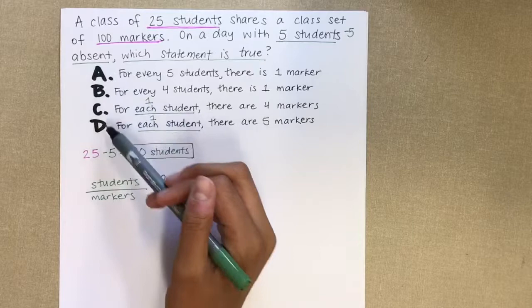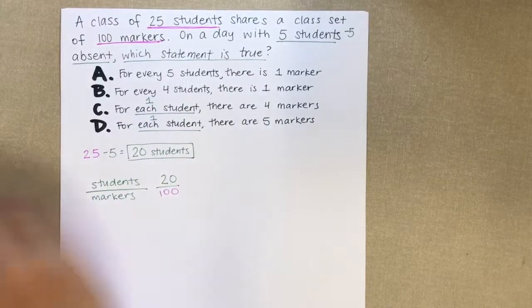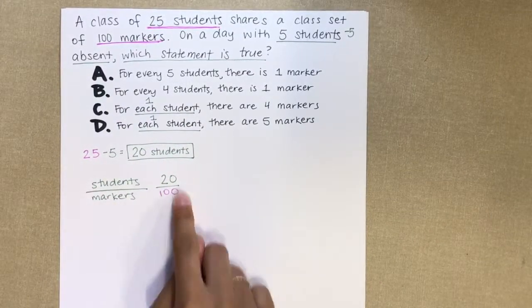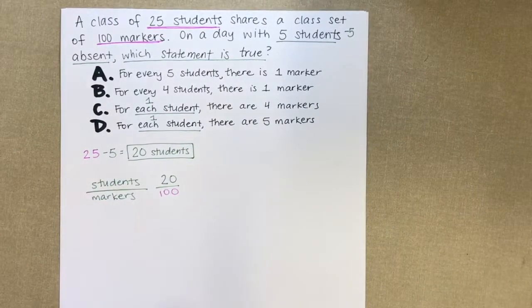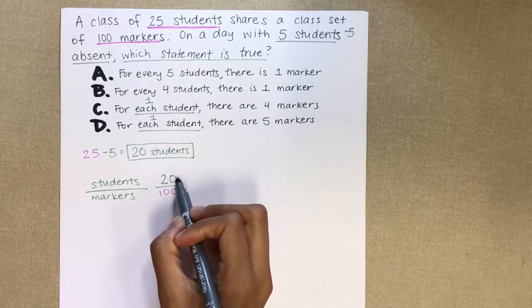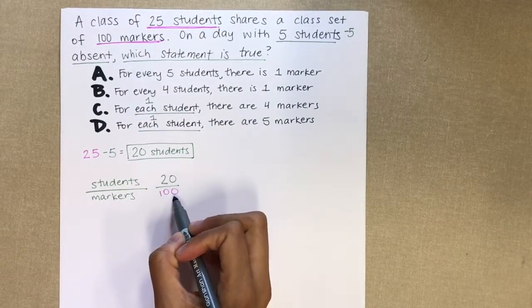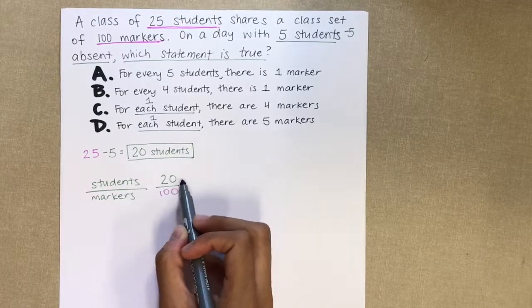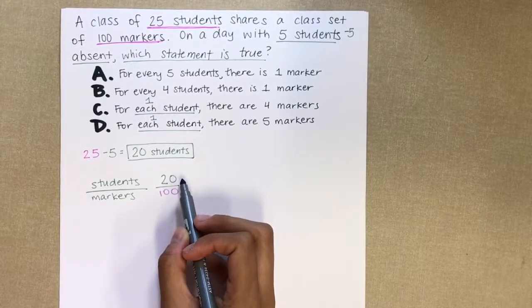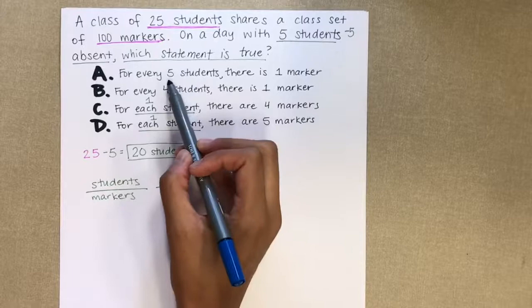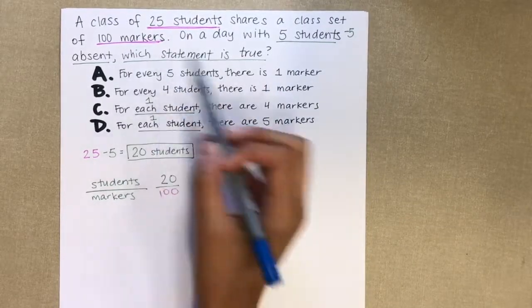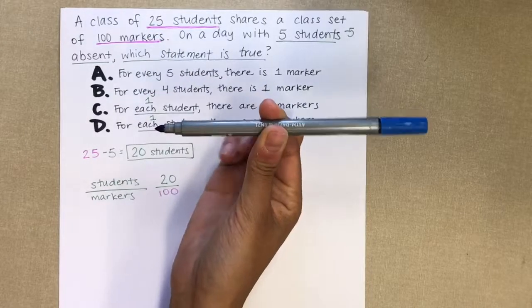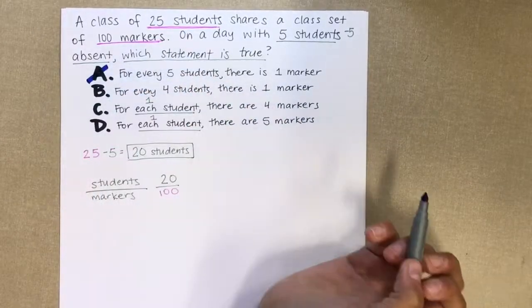Well, since this is a multiple choice problem, I can get rid of some answers before I do any math down here. So the first thing that I'm going to do is just think about it logically. Well, I know if there's only 20 kids, and there's 100 markers, there are more markers than there are students. So that means it doesn't make sense if for every 5 students, they have to share 1 marker. So every 5 students gets 1 of these. That doesn't make any sense. So I'm going to get rid of A.